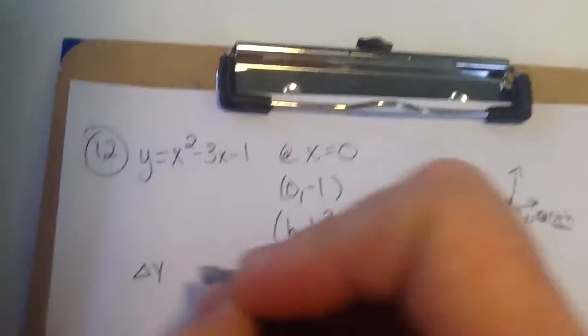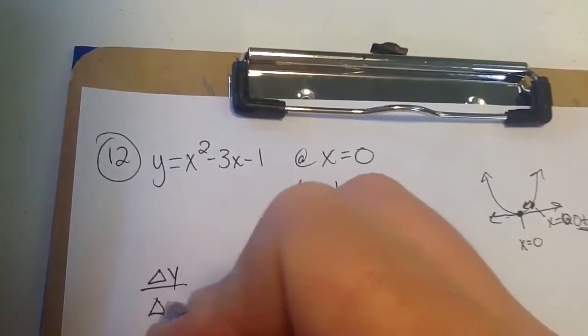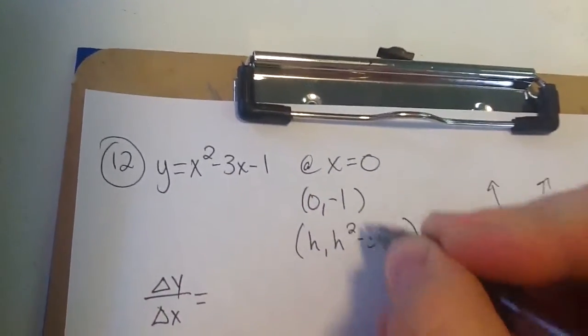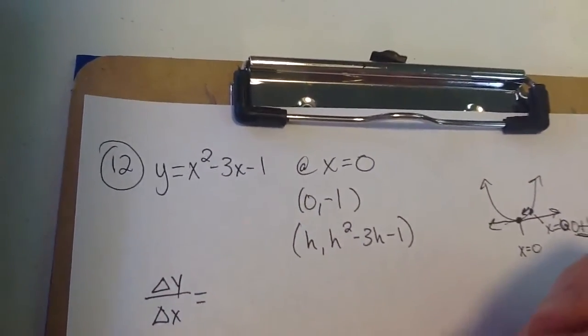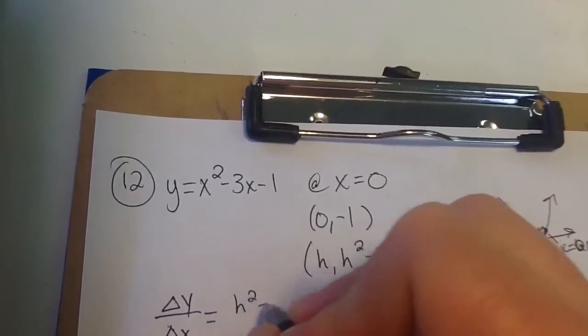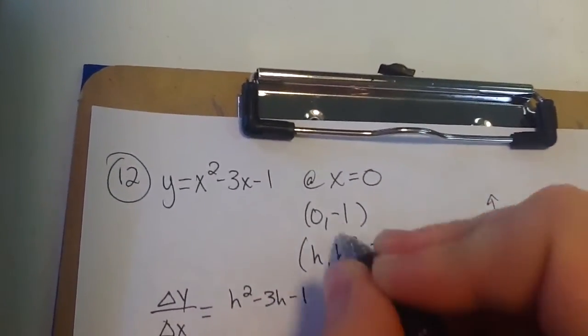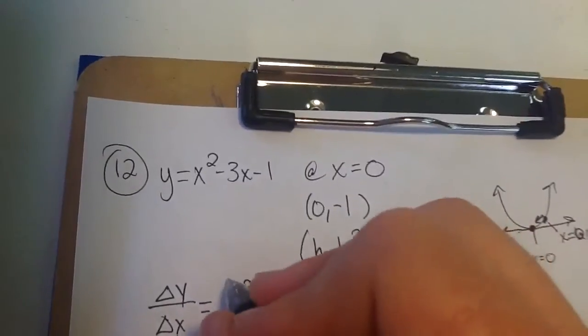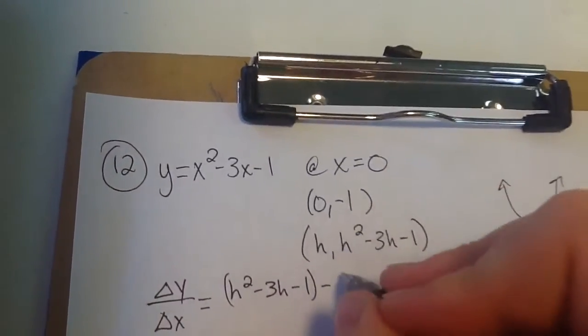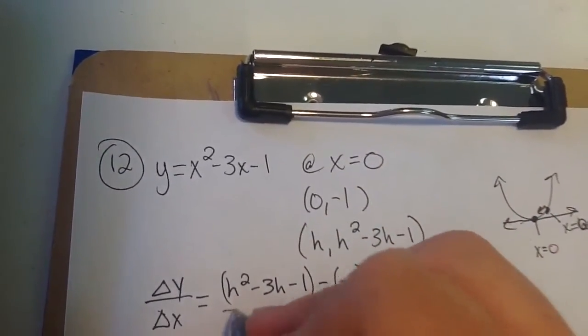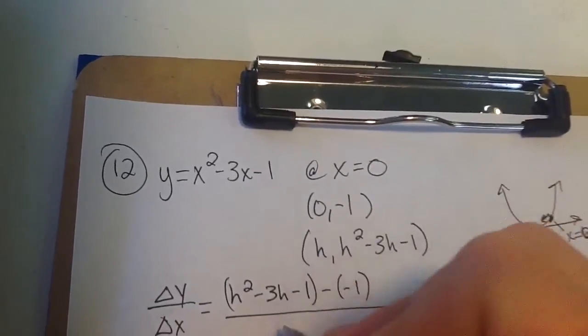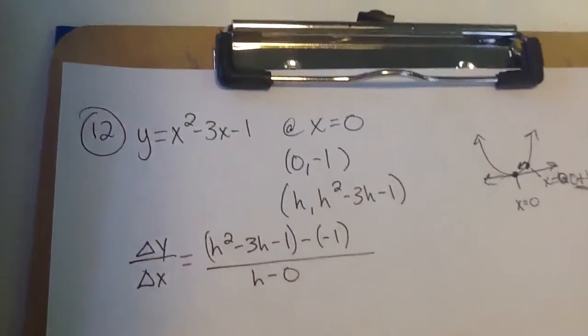So if I do my slope, change of y over the change in x, I subtract my y values, so I'll have h squared minus 3h minus 1, minus negative 1, over h minus 0.